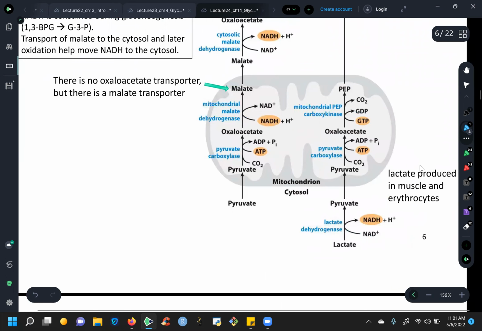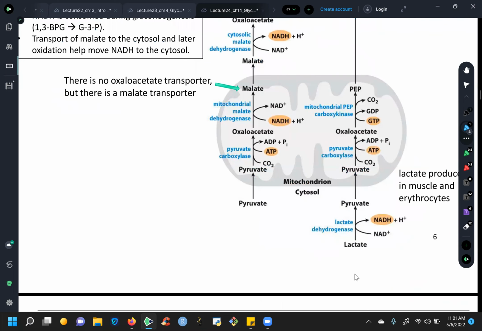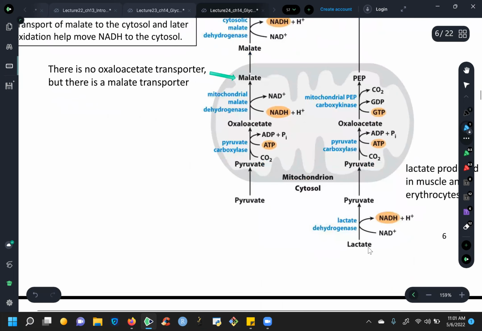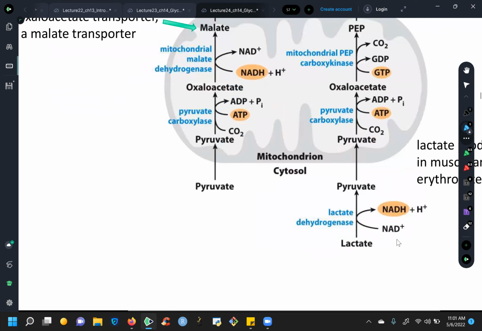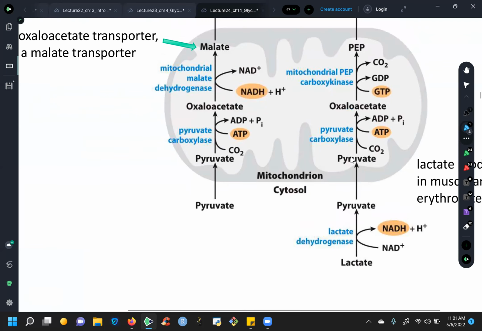Lactate produced in muscle and erythrocytes. All right, so we have lactate here from muscle and erythrocytes. You have an NAD plus that turns into NADH. So we're making an NADH using lactate dehydrogenase. So we go from lactate to pyruvate, and now we know that pyruvate can enter the mitochondria.